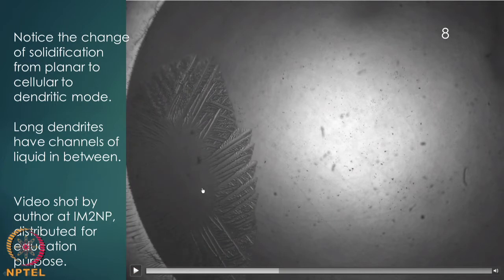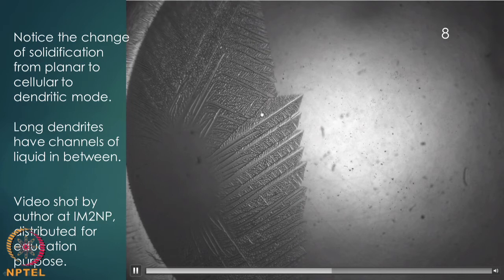And just let me pause the video and show you that this is what is called one primary arm of a dendrite, and there are the side arms that are forming sidewise. You may not be able to resolve very closely in this video, but you could make out that there are several arms on the side, and there are many such primary arms, and in between them is a liquid channel, and once it grows further up you can make out the liquid channel quite clearly.